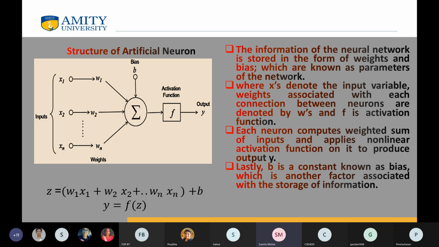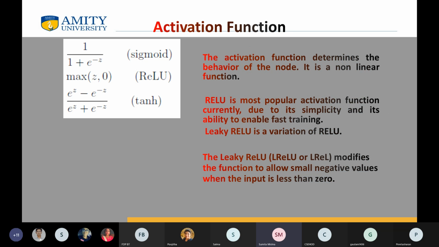Then we have another term in this literature, known as bias, and this is the activation function, which is one of the most important functions, because the activation function is important in the selection of any kind of network. When you are forming the network, the activation function should be properly chosen. There are a lot of activation functions available which you may use for creating your network, but ReLU is one of the most popular, and we have used ReLU only for our implementation.